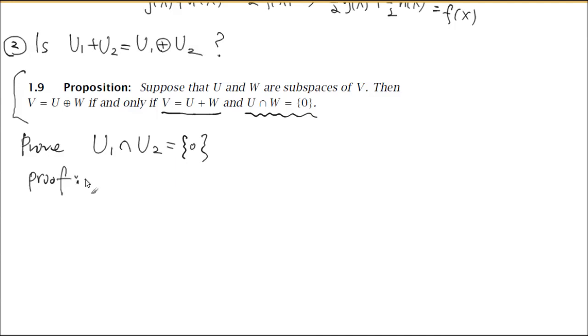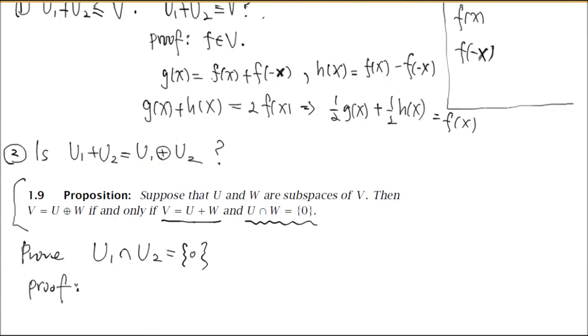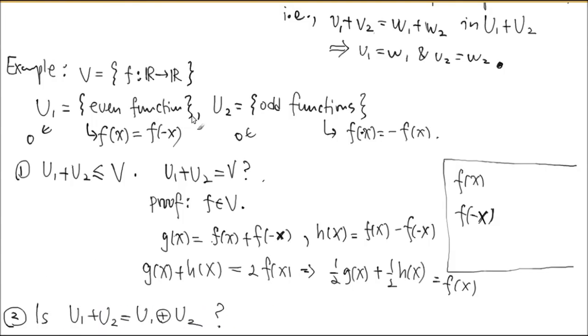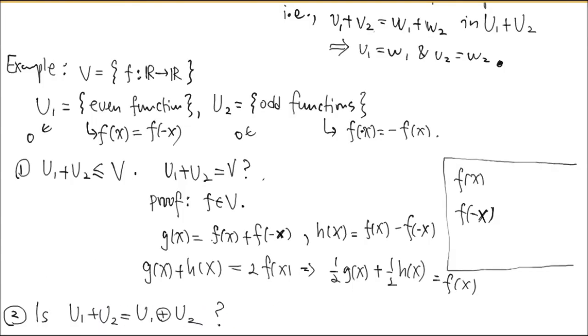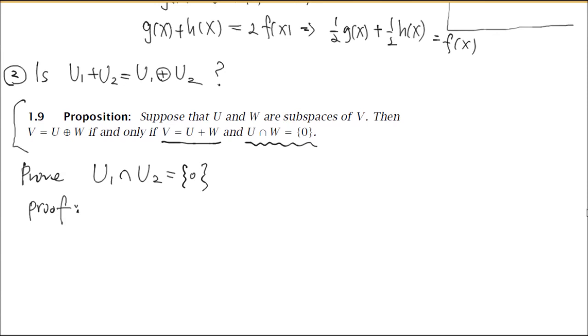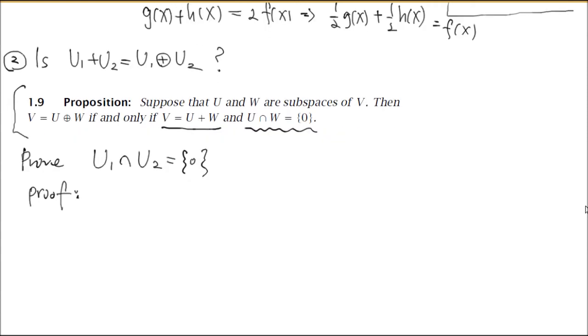I think it was even functions. What is the definition of U2? Odd functions, right? And you have to say that if there's a function that's even and odd at the same time, that function must be the zero function. That's what we have to show.